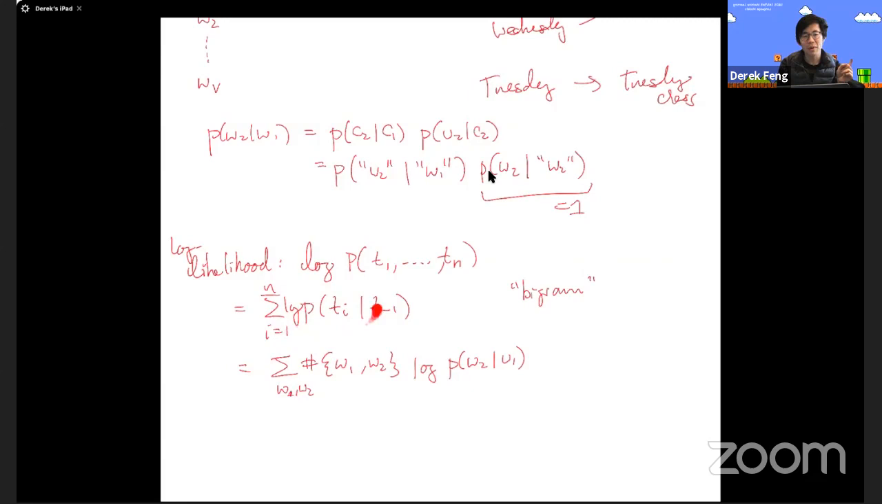This should be fairly straightforward. This is how you do a lot of things when dealing with likelihoods: you match the terms together and add up the number of times this is the case. So this is the number of times word one and word two appear next to each other, and this is over W1, W2 across all words in your vocabulary V. You can write V squared. Whatever. Okay, right.